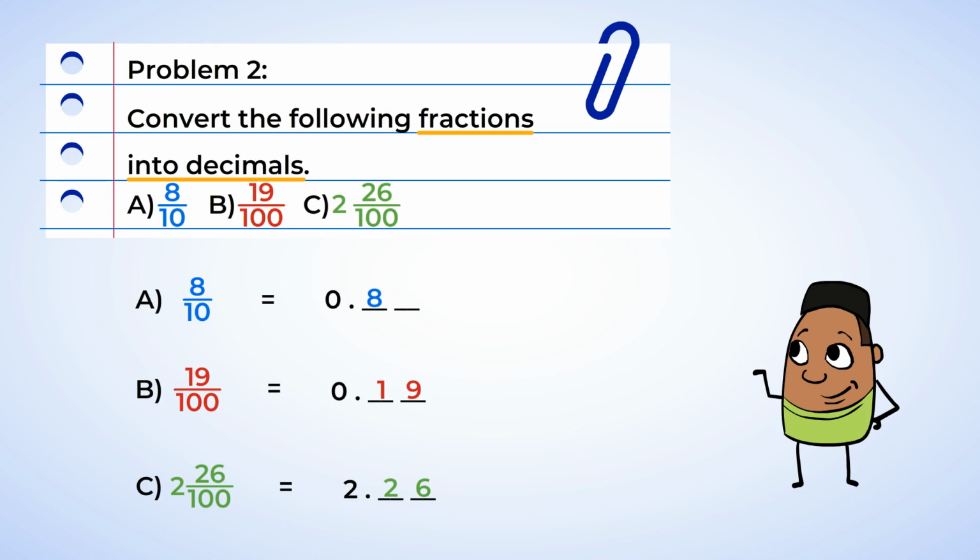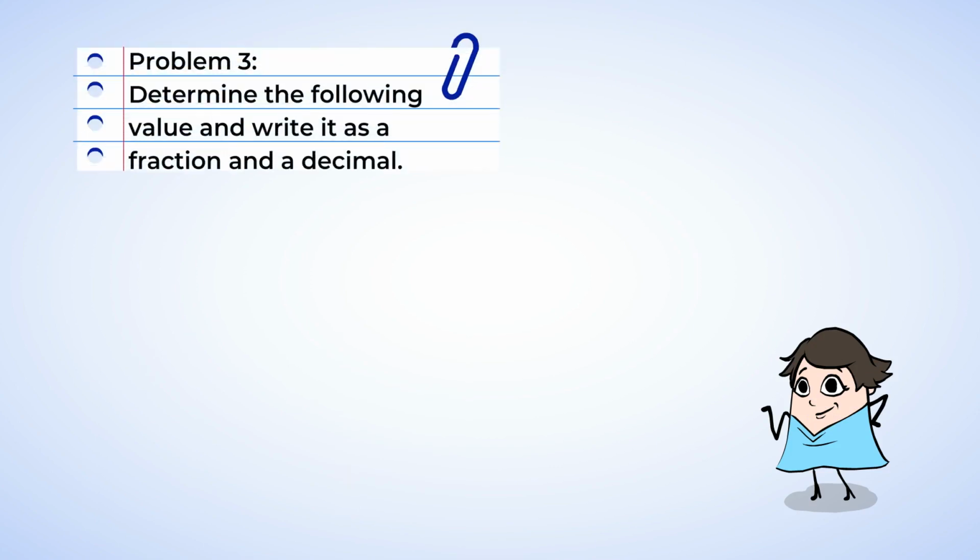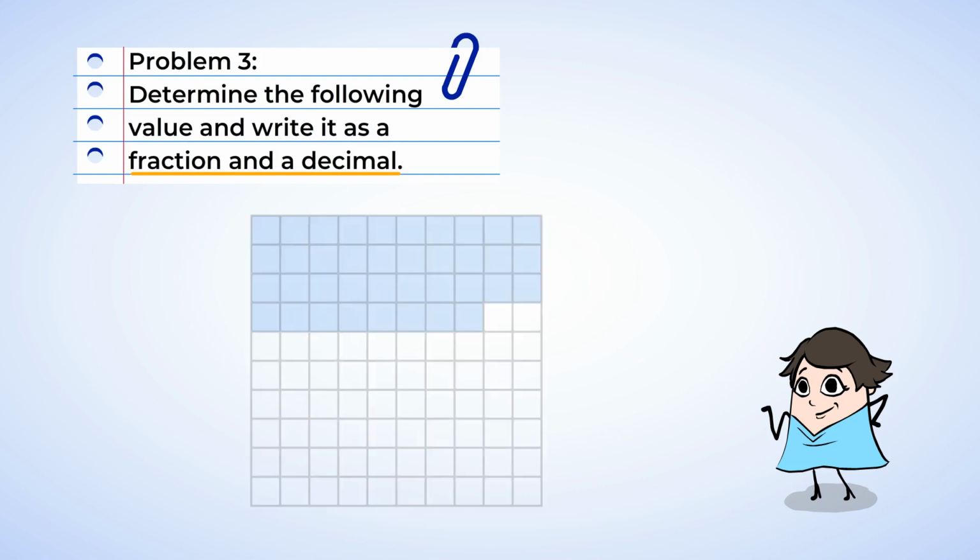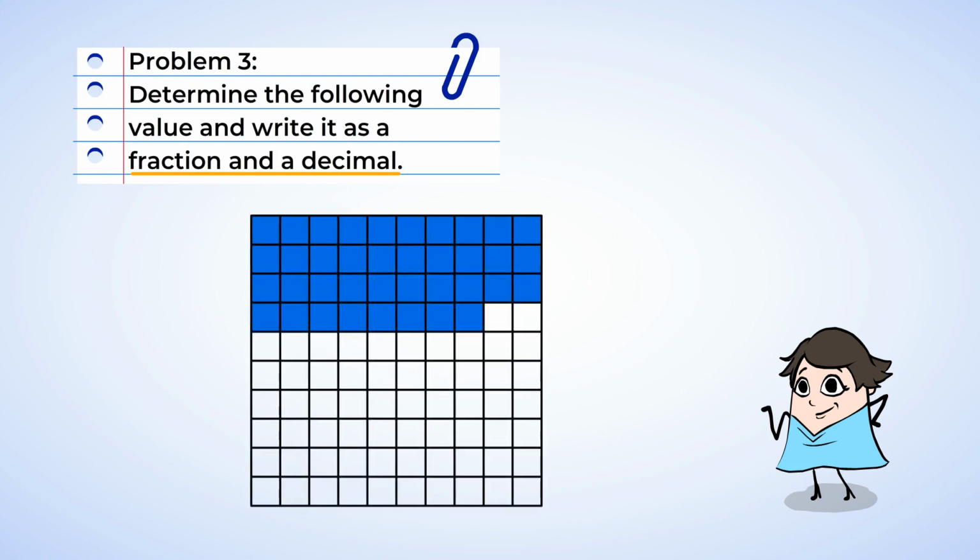There we go. Now moving on, here comes the third problem. All right, last problem. Determine the following value and write it as a fraction and decimal. Well, let's start with finding the value and writing it as a fraction.